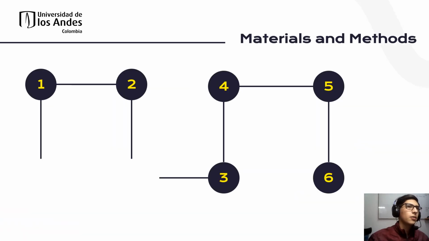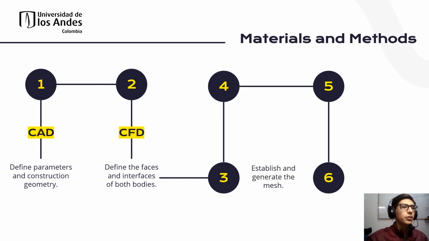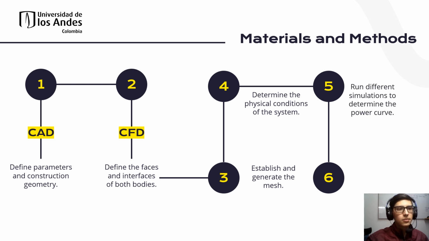Afterwards, we have our materials and methods. First, the geometry and the assembly was made at Autodesk Inventor on the CAD side. On the CFD side, we have to define the faces and the interfaces between our bodies, and we're going to establish and generate our mesh. Then we are going to determine the physical conditions of the system, and we're going to run our simulation and contrast the results with those in literature.